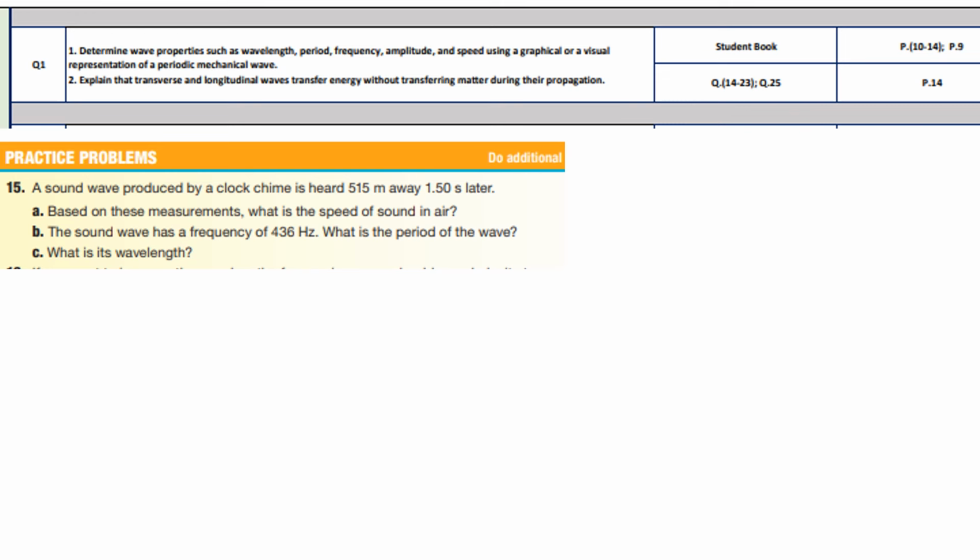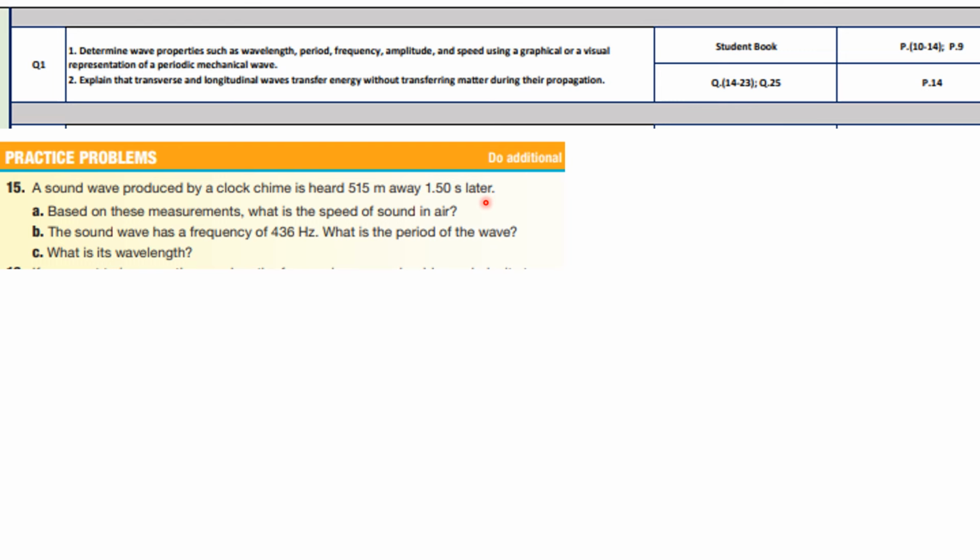Here, moving to the written question, I believe. So determine the wave properties such as wavelength, speed, frequency, and amplitude using graphical and visual representation. Okay, great. So to do that, I pick question number 15. A sound wave produced by a clock chime is heard 515 meters away. So someone is producing a sound away from us at 515 meters. We can hear that after 1.5 seconds.